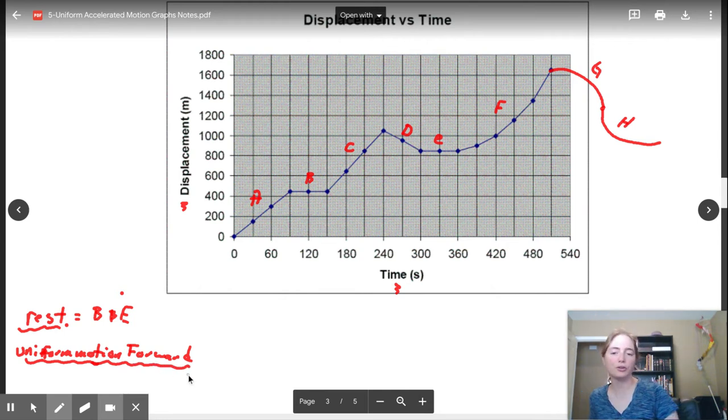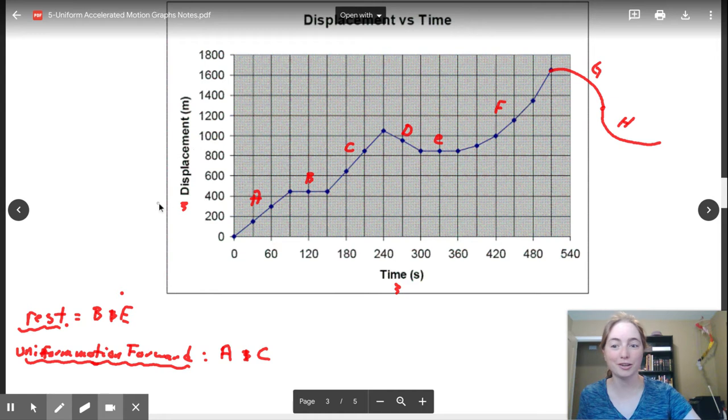So what is uniform motion going forward here? A and C. Good. How do you know? Because the displacement is increasing. Okay, and it's going in a positive direction here.